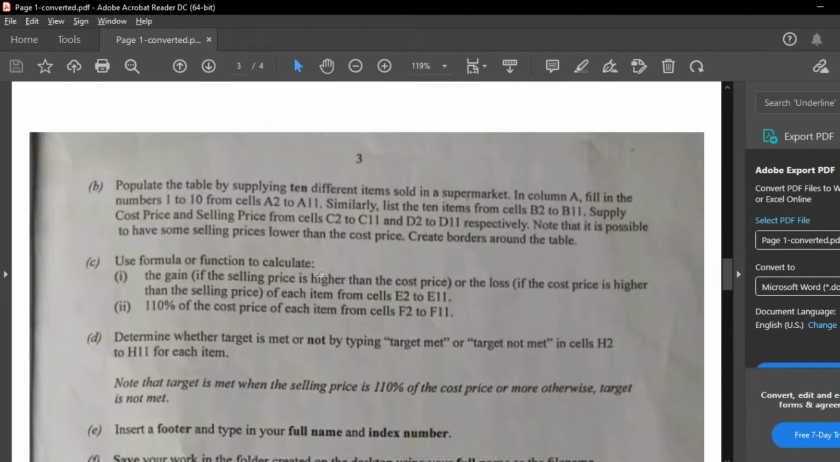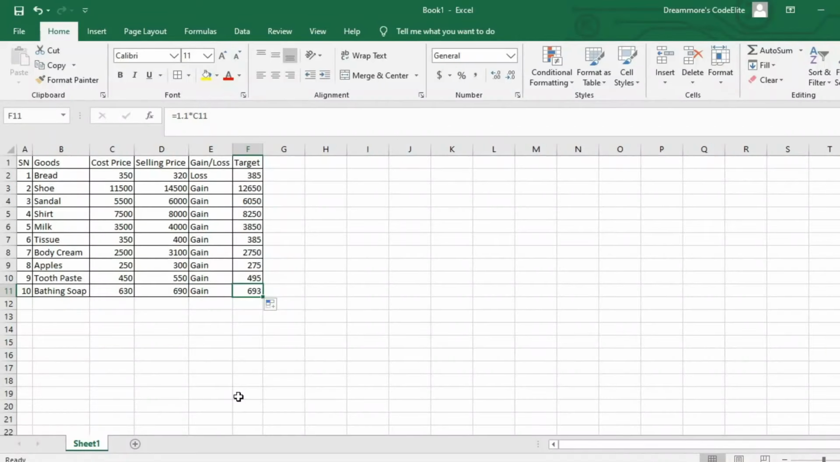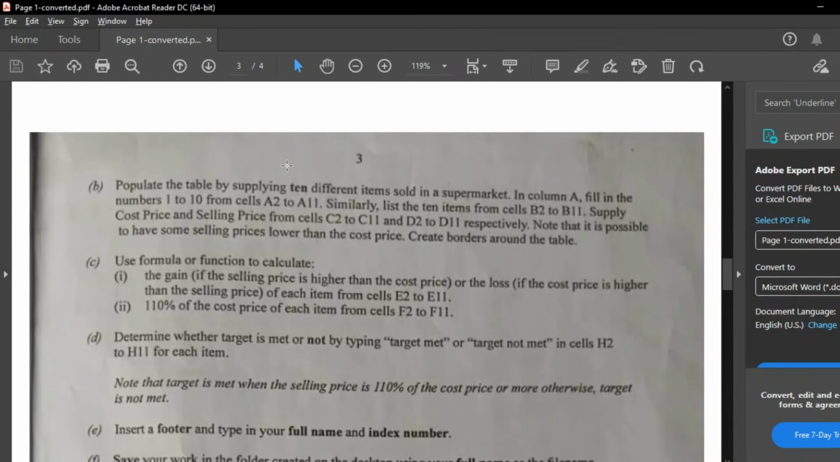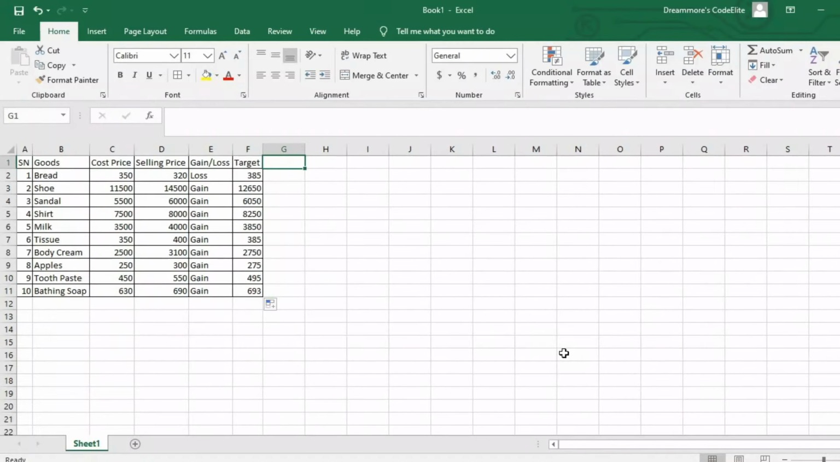All right, let's go back again. That cost price or more, otherwise target is not met. I don't know where they specified we should put that, so we'll say in H2, from H2 to H11. So we're skipping G here. This is greater than this, so target not met.